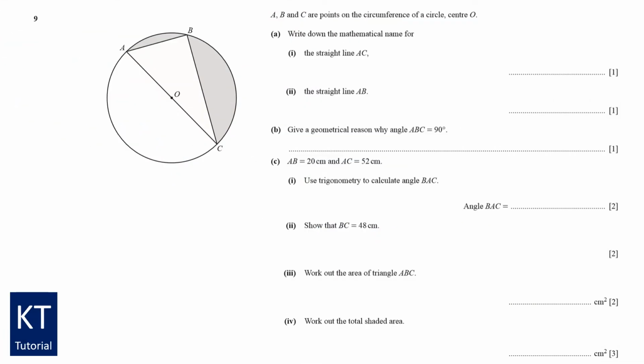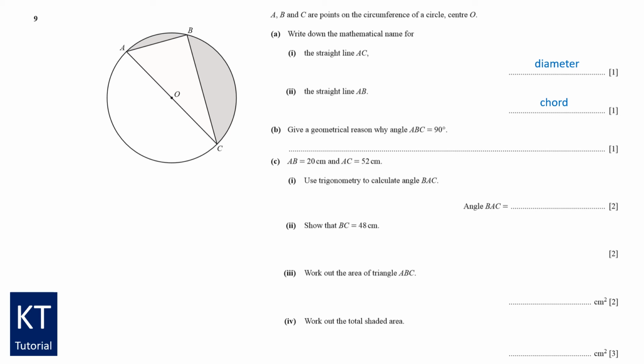Question 9. A, B, and C are points on the circumference of a circle center O. Write down the mathematical name for the straight line AC. It is the diameter. Next, write down the mathematical name for the straight line AB. This is the chord.